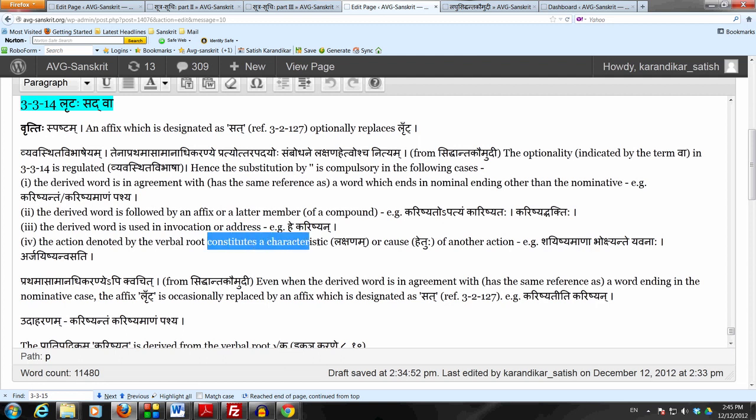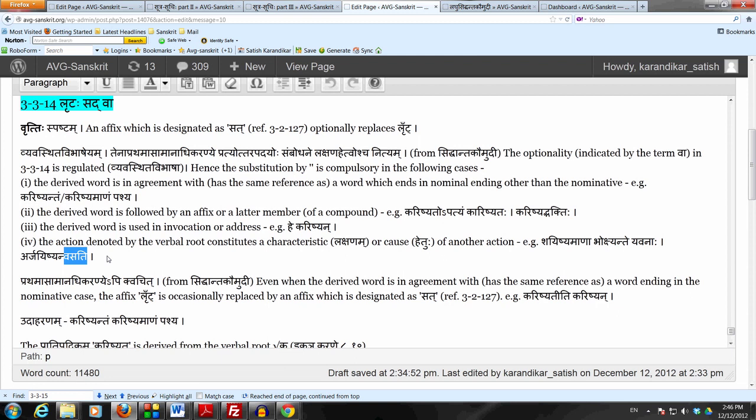There's no choice. And in the case of hetu, for example, arjayishyan vasati. So somebody stays in a place in order to earn money soon. So in order to earn money in the future, somebody is staying somewhere. So this is a situation where the action of earning is the reason, the cause why someone is staying. So in these situations, the shatri shanach adesha is nityam also.